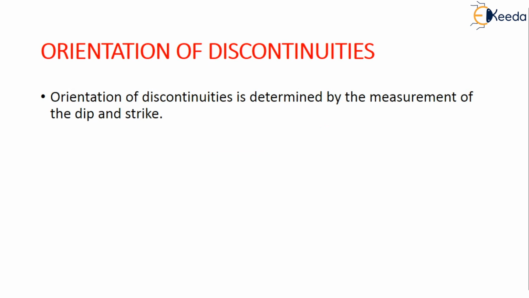Coming to the orientation of discontinuities, how are they? Here the orientation of discontinuities is mainly determined by the measurement of the dip and strike. Here, the tunnel axis orientation will be either parallel to the strike or sometimes perpendicular to the strike, which will mainly affect the stability of the tunnel. This is a very important point.